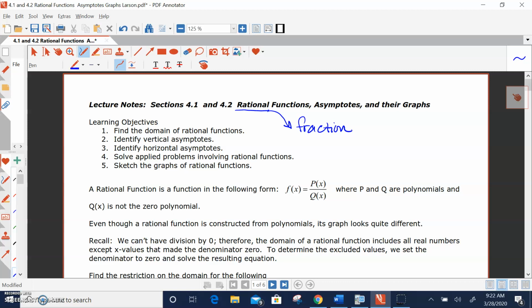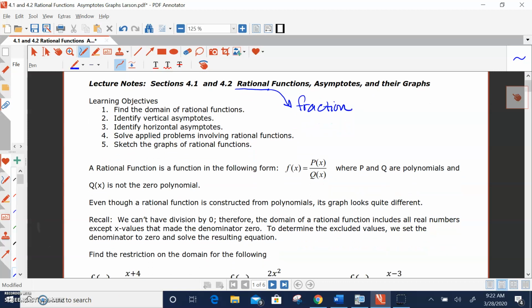So we'll look at finding the domains of these rational functions. We'll look at something called a vertical and a horizontal asymptote. We'll define those later. We'll look at some applied problems and sketch the graphs.